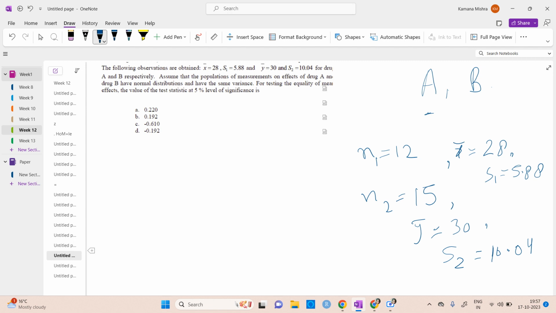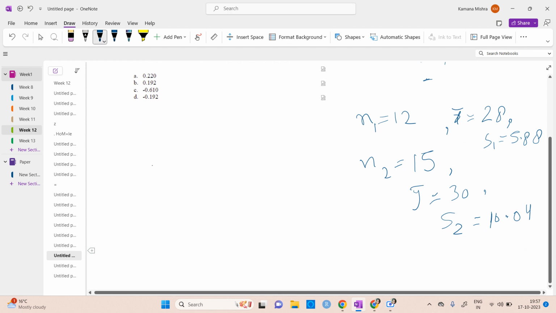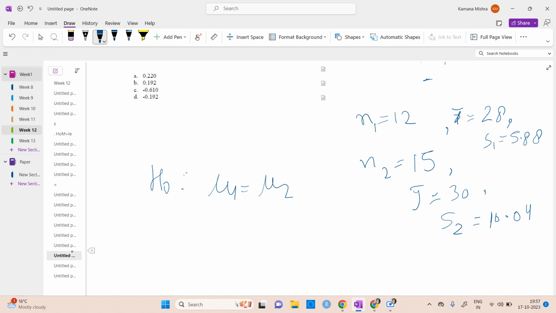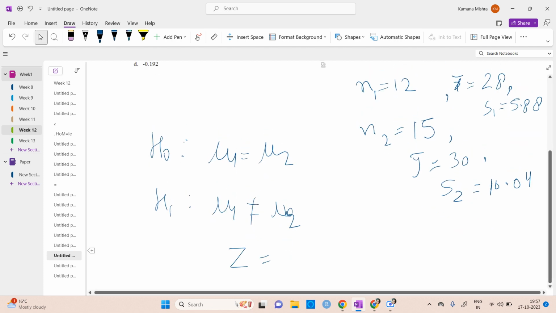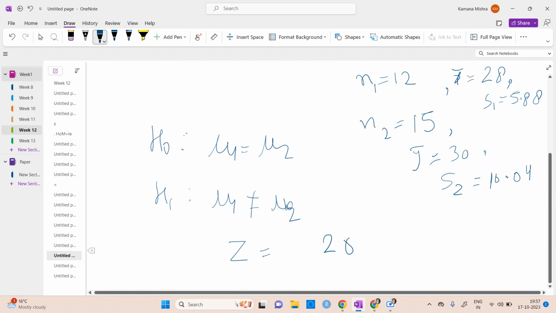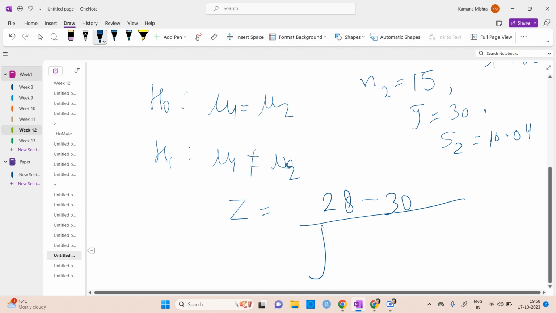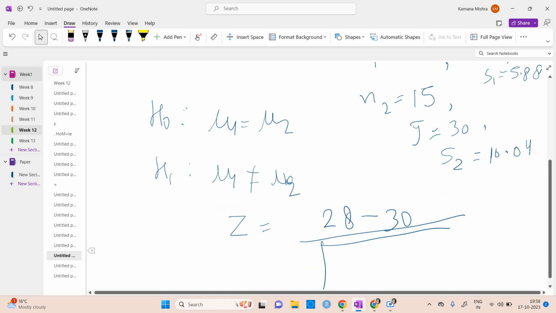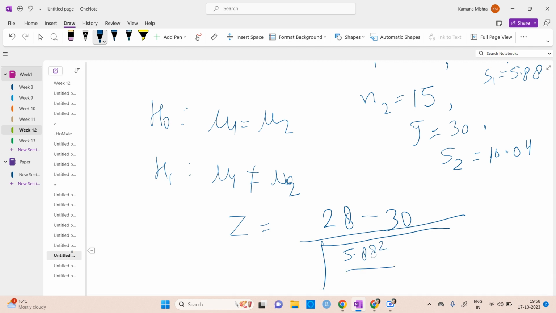So for testing equality of means, we need to check. Again, the question is the same: whether mu1 is equal to mu2, or whether mu1 is not equal to mu2. So what would the Z statistic be? We need to find the statistic only. So it would be X bar minus Y bar divided by square root of S1 square, so 5.88 square upon N1. N1 is 12.